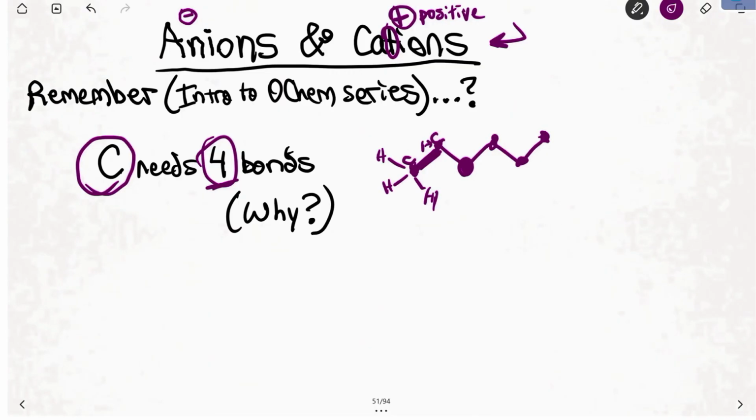And just like this carbon in the middle here, this carbon has a bond to the left to this carbon, and it has a bond to the right to this carbon. So that's 2 bonds. So it has 2 more bonds that it needs. So we're going to know that this carbon has 2 hydrogens that are just not drawn in the normal carbon chain, right? So why is that the carbon needs 4 bonds?